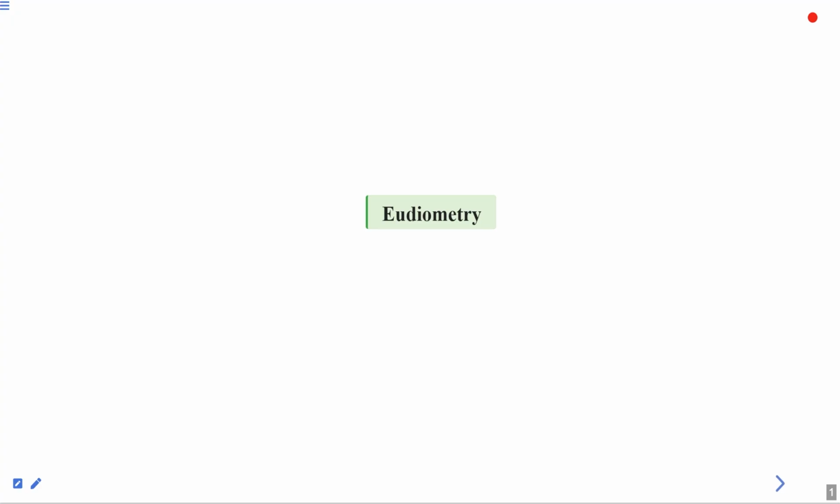Apart from that, we will cover a very special topic from where questions are asked in the exams, which is eudiometry. So today's focus will be on this topic.